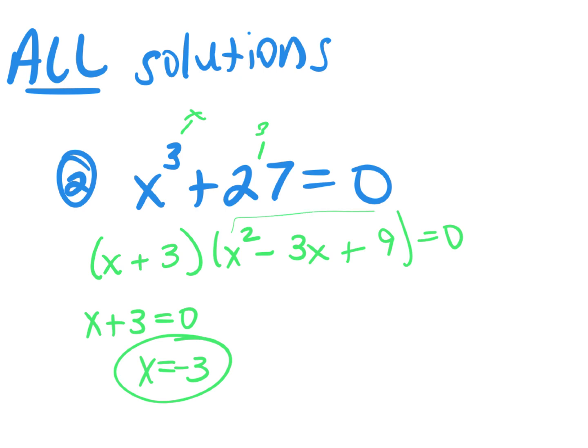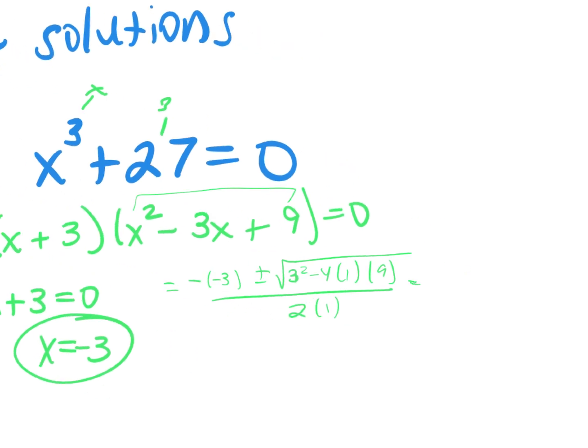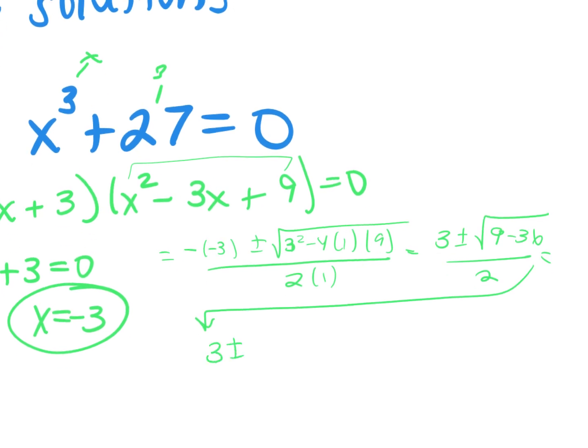And now we see if we can factor. Are there factors of 9 that are going to multiply to give us 9 but add to give us negative 3? No, so we'll have to use the quadratic formula. So we have negative b plus or minus the square root of b squared, which is 3 squared, minus 4 times 1 times 9, all over 2 times 1. So simplify that a little bit. We have 3 plus or minus the square root of 3 squared, which is 9, minus 36, divided by 2. Simplify a little more. So I have 3 plus or minus the square root of negative 27 all over 2.